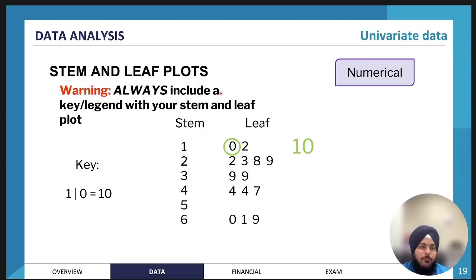So the legend is the most important part of the stem and leaf plot. So the legend or the key usually represents what the data actually means. So for example, in this case, 1|0 is equal to 10. But what it could also be is, for example, if we have 1|2, it could also be 1.2. So it doesn't always have to be tens. Really important to look at the key in terms of what the data actually represents.